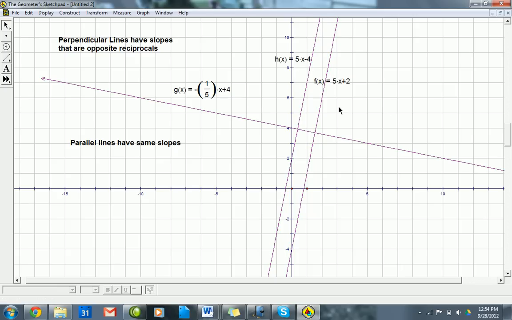This is an interesting theorem we'll get to later. Let me see if you can follow. If these two lines are perpendicular and these two lines are parallel, what do you think we can say about these two lines?